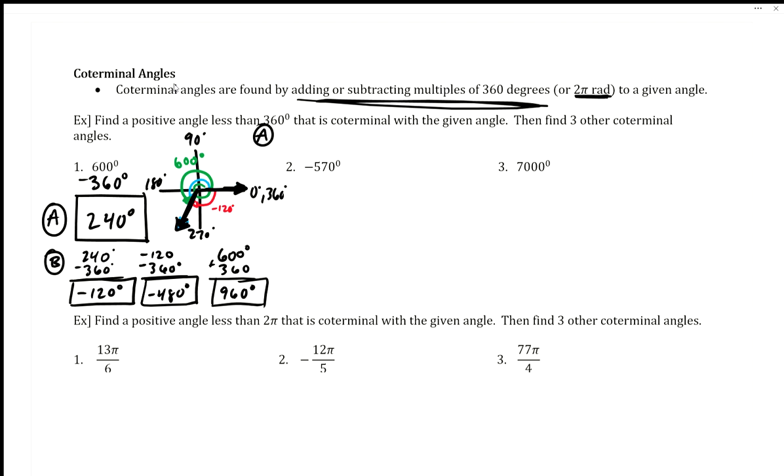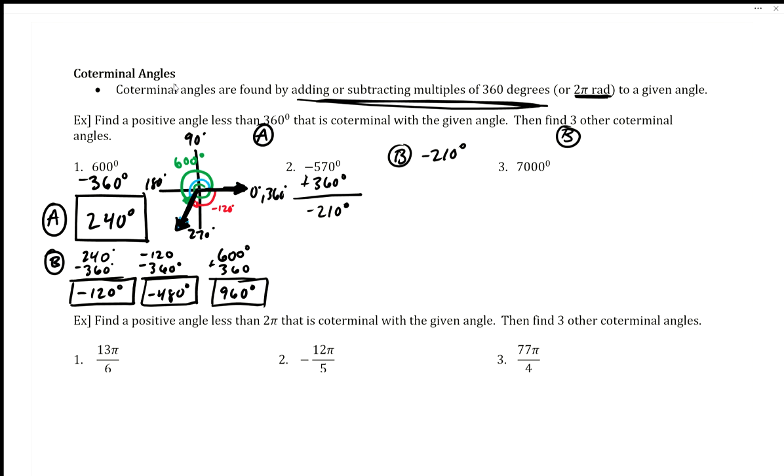On problem number 2, it looks like I just need to add, since it's currently negative. I should add 360 to it. That gives us negative 210 degrees. That's not what they wanted in part A, but I can use that for part B. So that is one other coterminal angle.